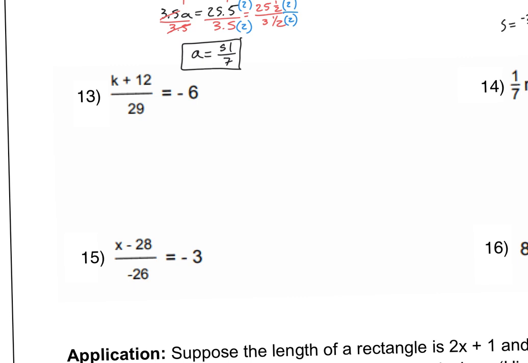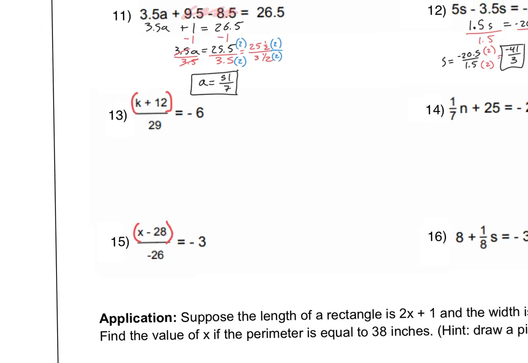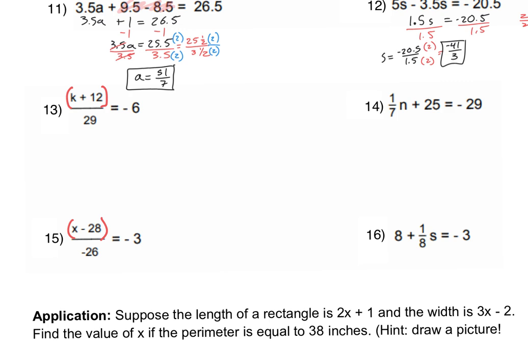Another way to think about it is anytime you have a fraction like this, you could think that there's invisible parentheses there. So you could go ahead and think that there's invisible parentheses here and there. On this one, though, I'm going to do 13 and 14, and you guys are going to do 15 and 16. So let's do 13 first.